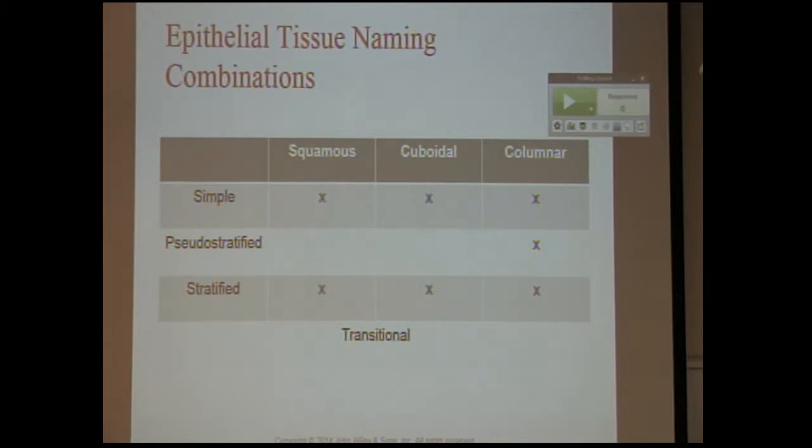Transitional means it can change shape, basically from squamous to cuboidal. And the cell that can do that is in the bladder. So when your bladder expands, those cells go from cuboidal to squamous, and when it's emptied, they go back to cuboidal. That's the transitional epithelium. It's kind of interesting.